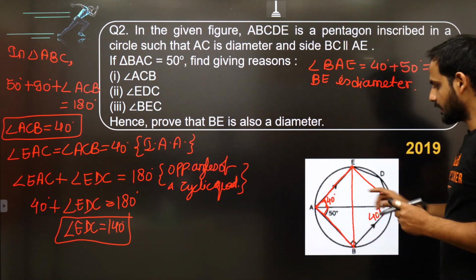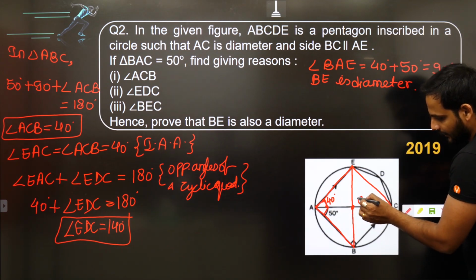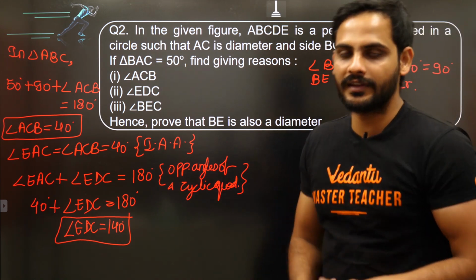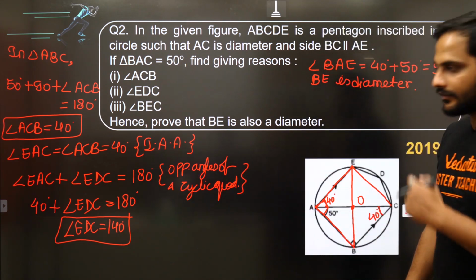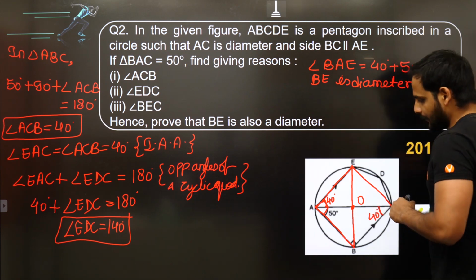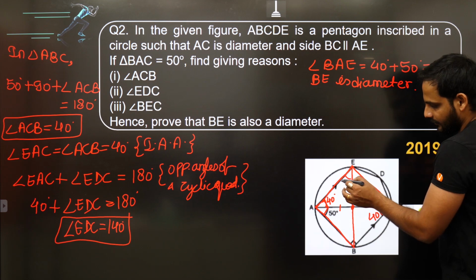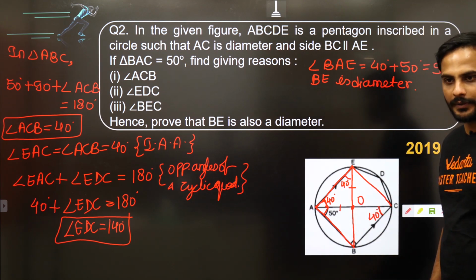Now I know that BE is a diameter, and AC is also a diameter, so they must intersect at the center of the circle. Two diameters always intersect at the center of the circle. So now I know definitely they are intersecting at the center. Then OA and OE both are equal, so this angle is 40. This angle will also be 40 degrees using the isosceles triangle property.